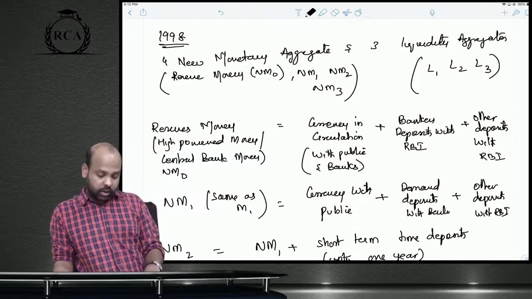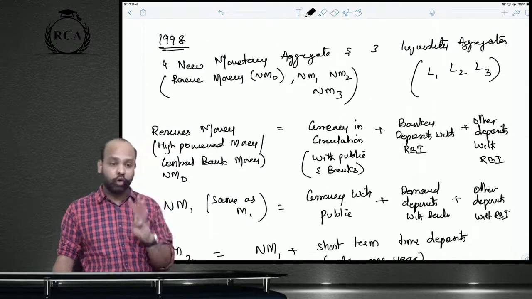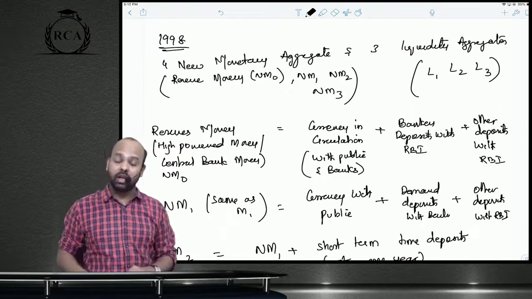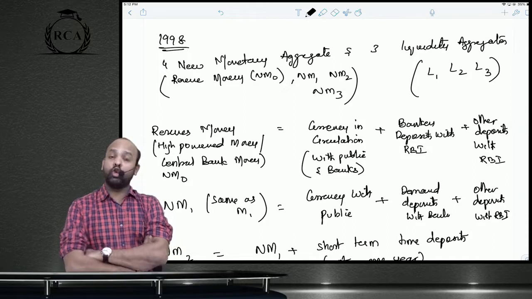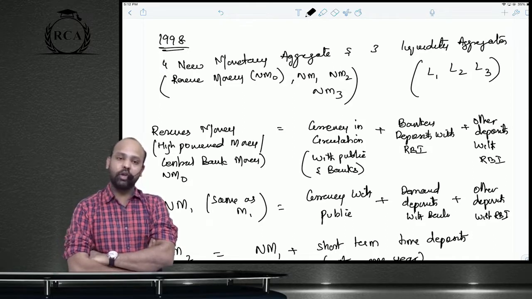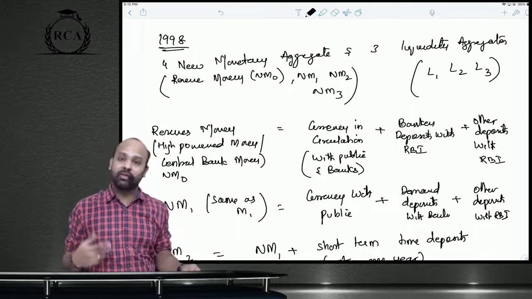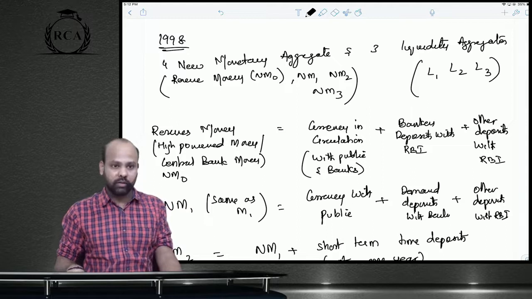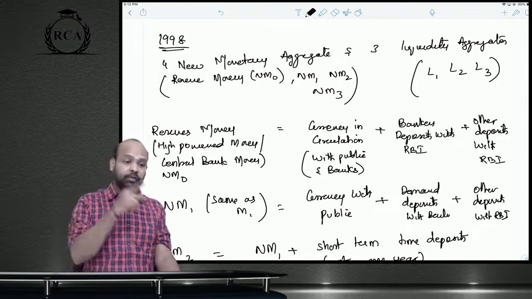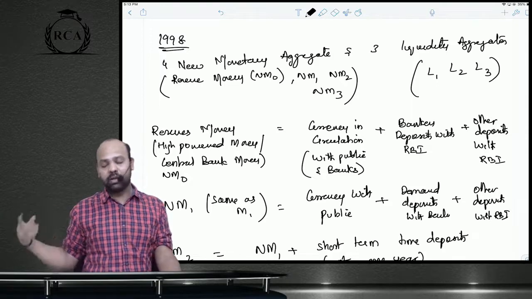Understood? Now, from 1998, there were 4 new monetary aggregates and 3 liquidity aggregates reported by RBI. The 4 new monetary aggregates are NM0, NM1, NM2, NM3. NM0 is the reserve money, high powered money, central bank money. This is basically the currency in circulation: the amount of currency with the public or with the banks, plus the bankers' deposits with the RBI, plus other deposits with RBI.